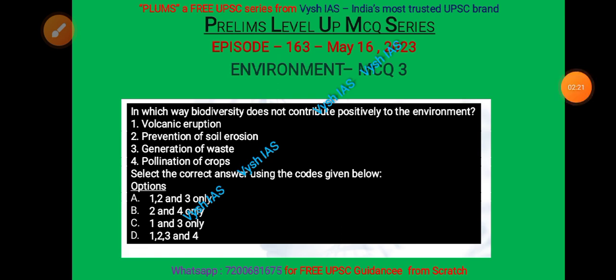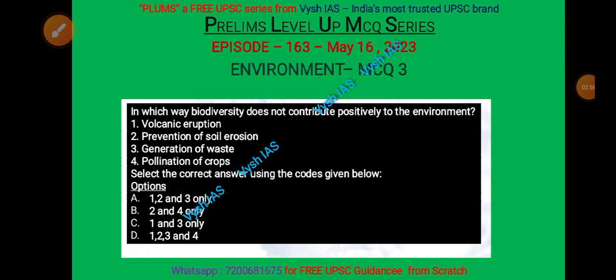The third MCQ: in which way does biodiversity not contribute positively to the environment? Very easy question. The first statement, volcanic eruption. Second, prevention of soil erosion. Third, generation of waste. Then fourth, pollination of crops. Codes are given. The answer codes: 1, 2 and 3 only; 2 and 4 only; 1 and 3 only; and 1, 2, 3 and 4.